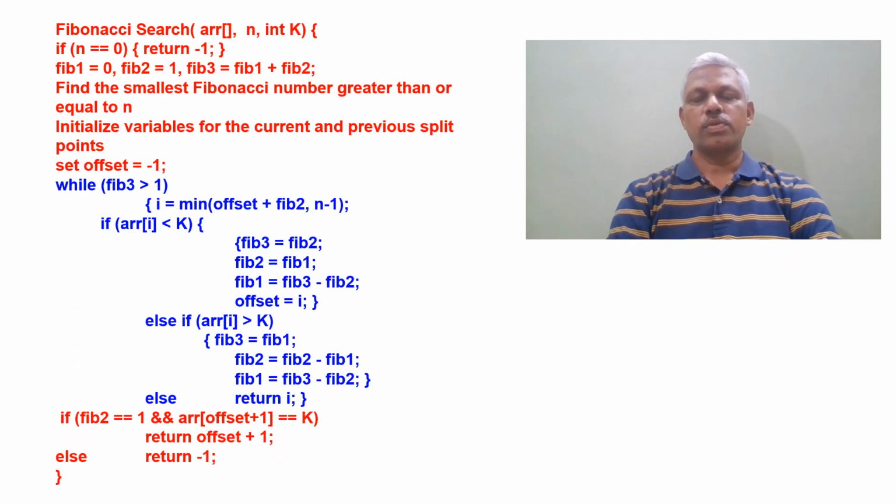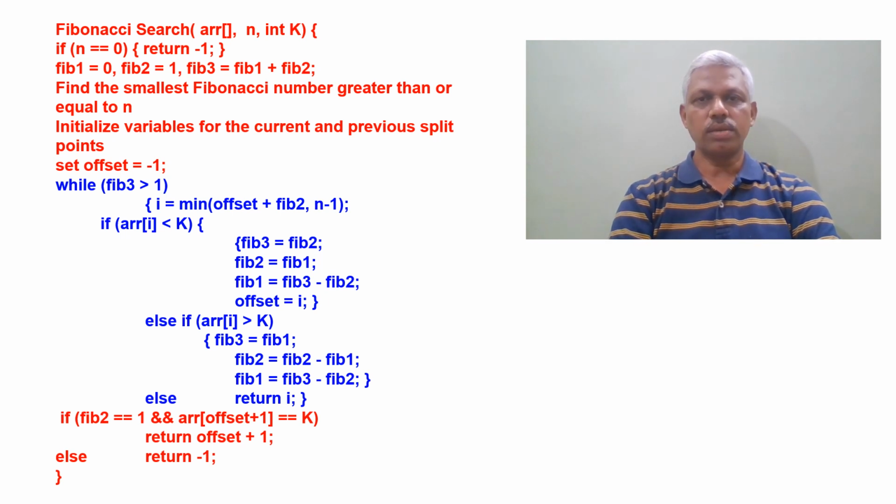Now we talk about the Fibonacci search algorithm. The input to the algorithm is the array itself, the size of the array n, and the key value k. If n is equal to 0, that means no array is given, so just return -1, nothing to be done. Otherwise, initialize three Fibonacci values: Fib1 as 1 and Fib2 as 1, and Fib3 as the sum of the previous values, Fib1 plus Fib2, so Fib3 is 2.